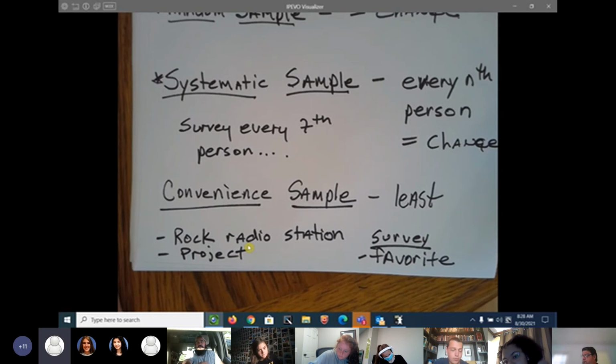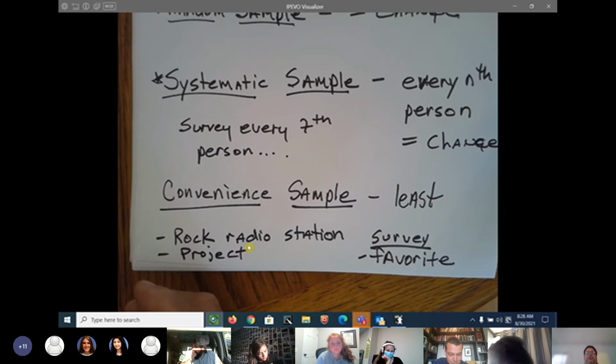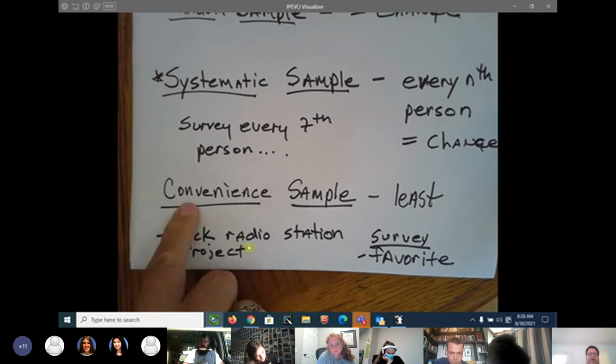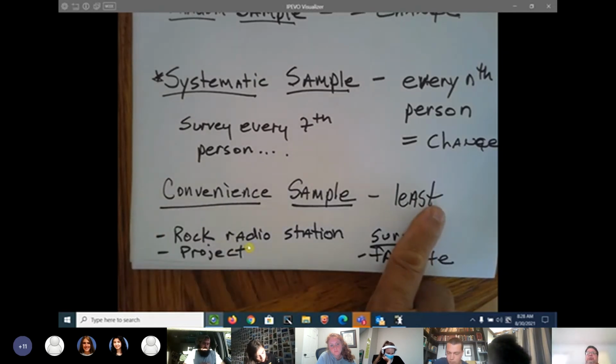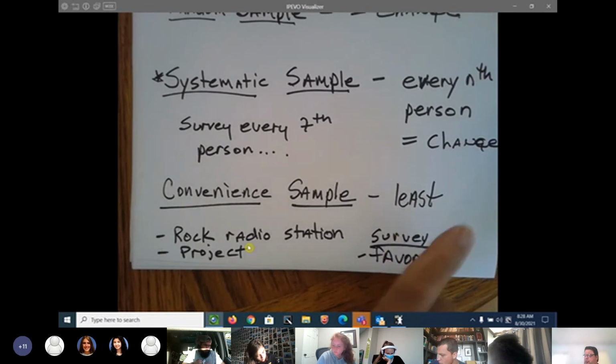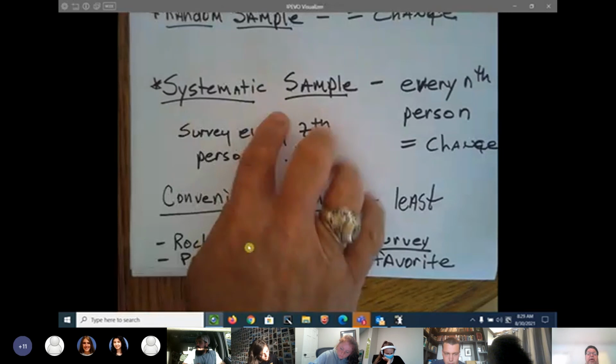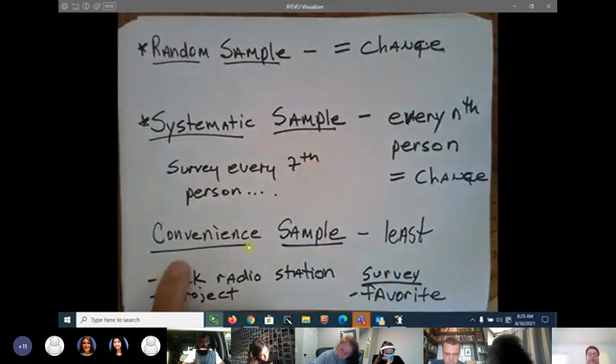Because it's convenient to you. Because everybody that's going to call in, what kind of music are they going to like? Rock, because they're listening to a rock station. That's why a convenient sample is the least used. It's the least accurate. So make sure you know that the best ones to use are random sample, systematic random sample, and convenient sample is the least used.